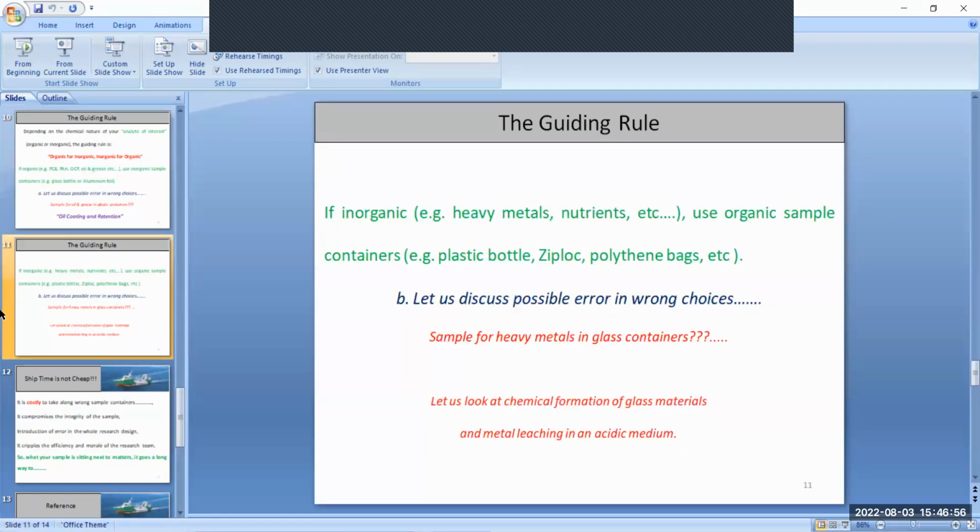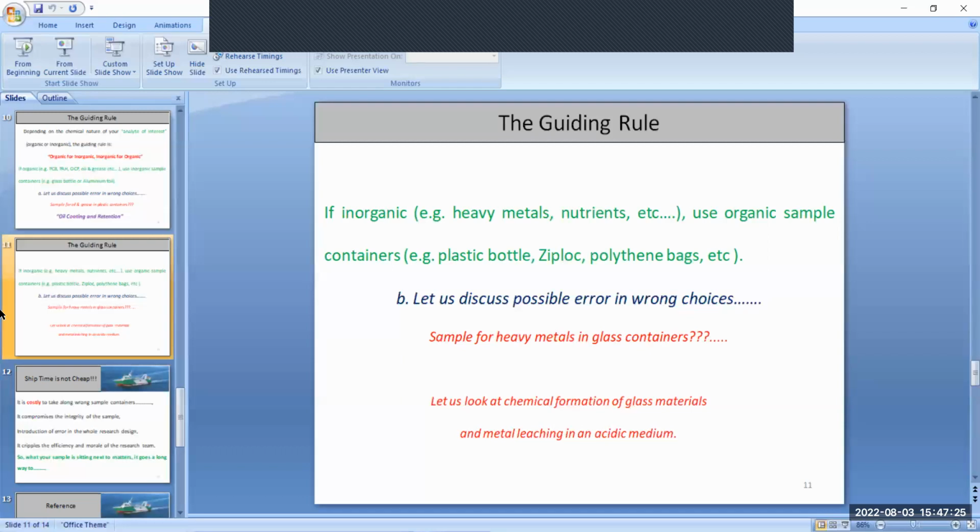So as I've said, the reverse is also the case. If it is inorganic, for example, maybe your analyte of interest is heavy metals or nutrients, in this process you use organic sample containers, like plastic bottles, like Ziplocs, like polythene bags, if the physical state of the sample is solid.